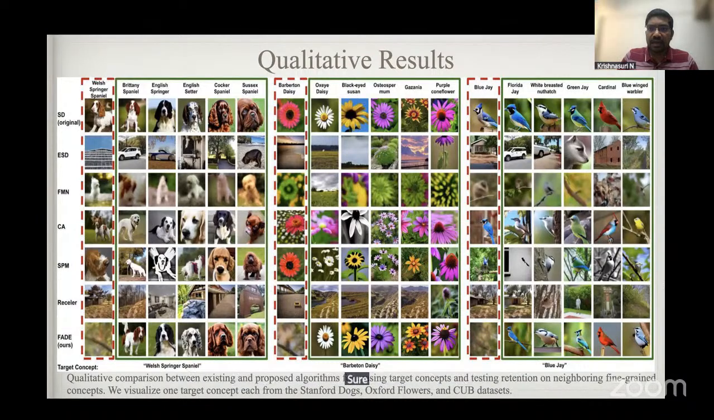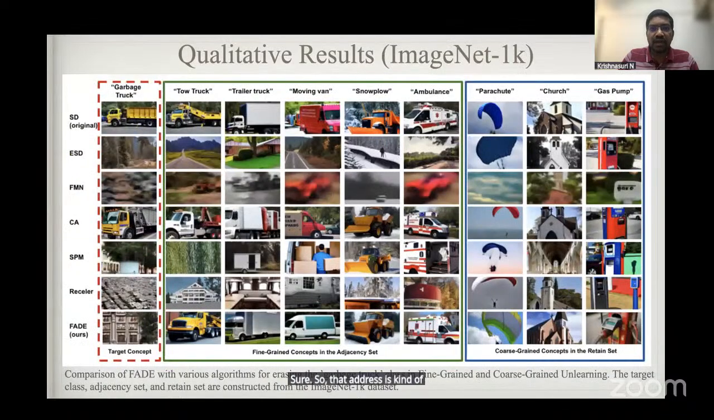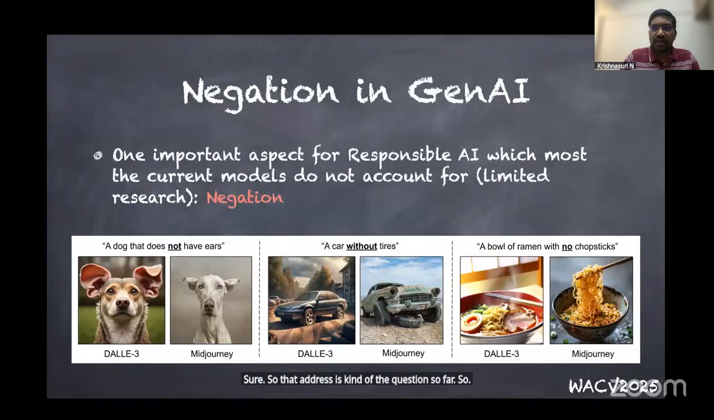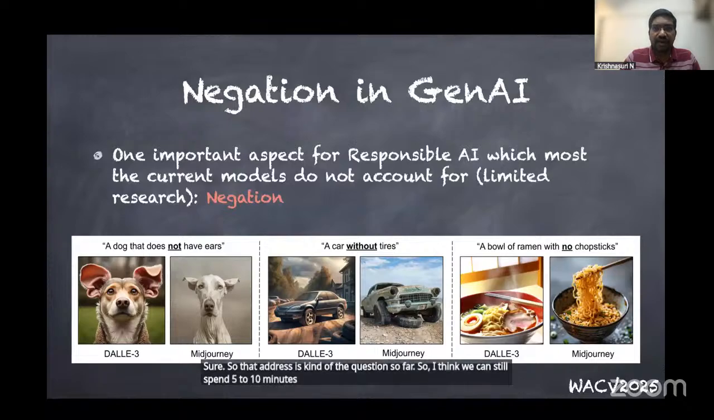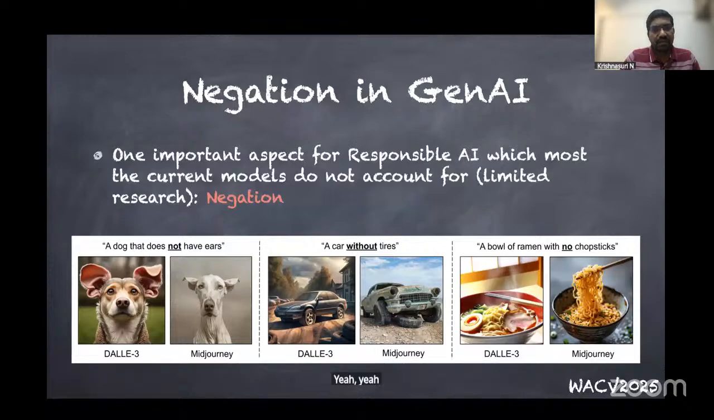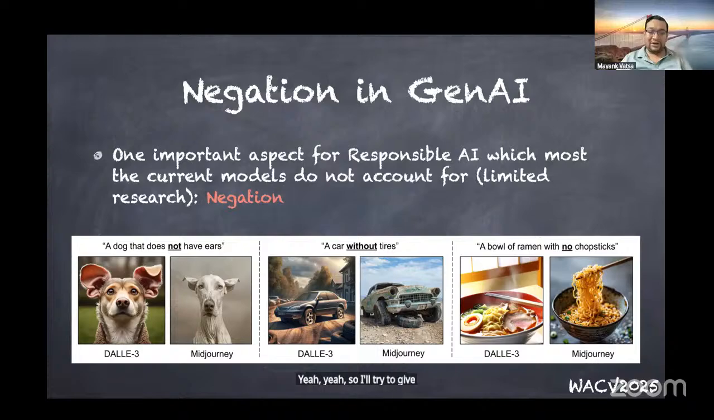Sure. So that addresses the questions so far. Okay. I think we can still spend 5 to 10 minutes, Professor, based on your planning. Yeah. So I'll try to give the flavor of the next or related problem in 5 to 7 minutes.